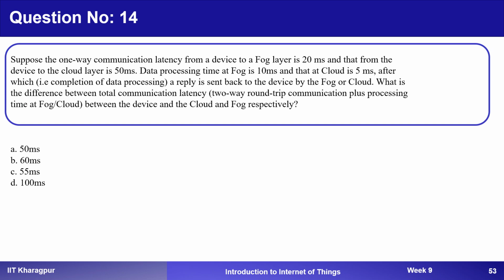Next question is, suppose that one-way communication latency from the device to fog layer is 20 millisecond and that from the device to cloud layer is 50 millisecond. Data processing time at fog is 10 ms and at cloud is 5 ms, after which a reply is sent back to the device by the fog or cloud. What is the difference between the total communication latency between the device and the cloud and the fog respectively? Options are 50 ms, 60 ms, 55 ms, 100 ms. Use your copy and pen, solve this and tell me the answer.